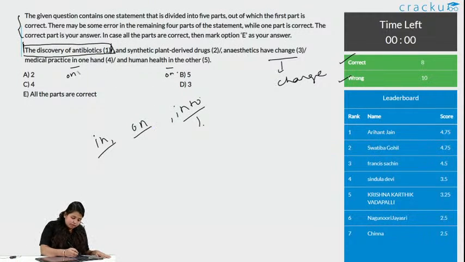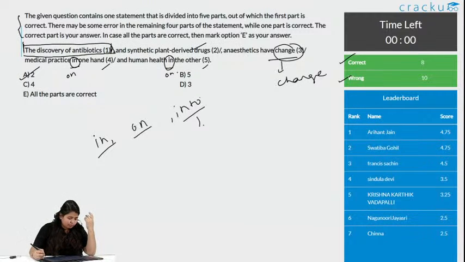So, the correct use here should be medical practice on one hand, as, okay, I am holding a pen. If the pen is kept like this, the pen is on my hand. Similarly, here it is medical practice on one hand and human health on the other. So, this is a balance. So, 4 and 5 are also wrong. We have found a change here, change here, change here, that is replacement here. Which part is correct? That is part 2 is correct. Option A is the correct answer.